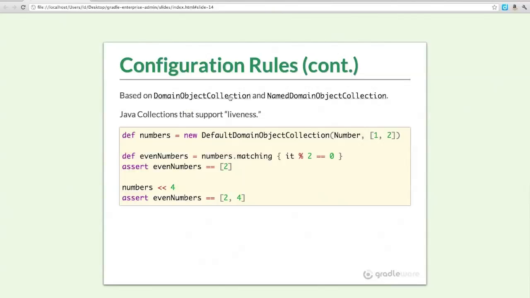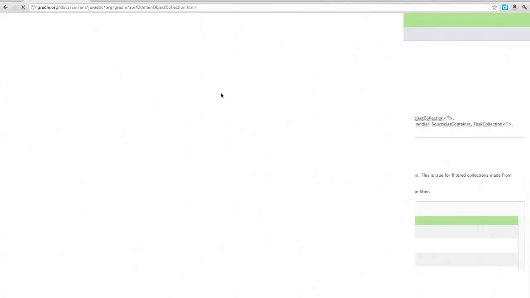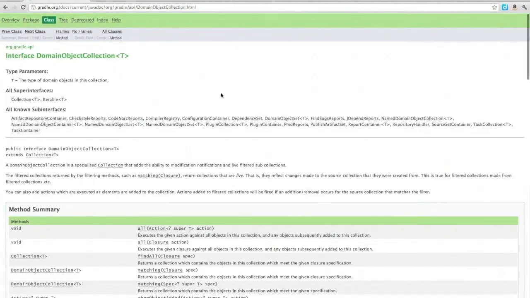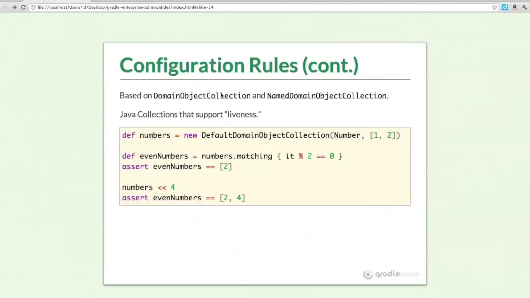So configuration rules are based on two Gradle core types, or really one, and the named one is just another variant. But if you're looking at the API documentation, you'll eventually dig down and find this domain object collection. It's the guy that kind of powers all of this stuff. These guys have the characteristic that they are live. And I can kind of show that in this example.